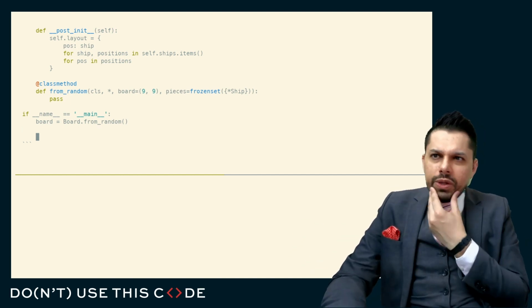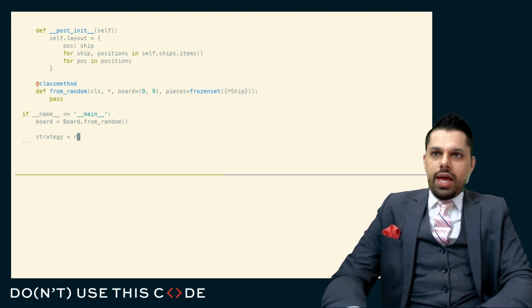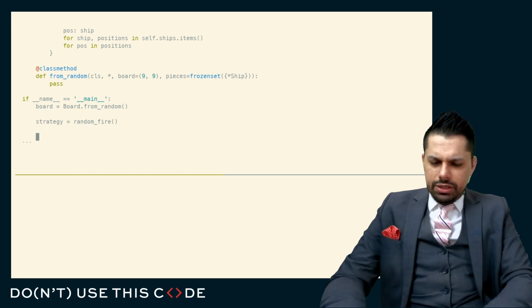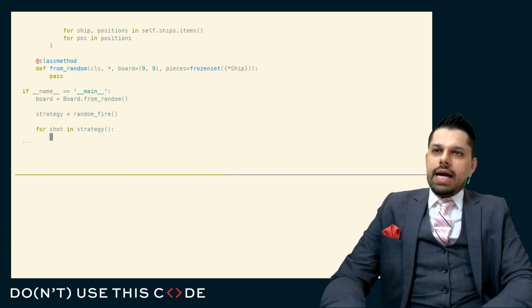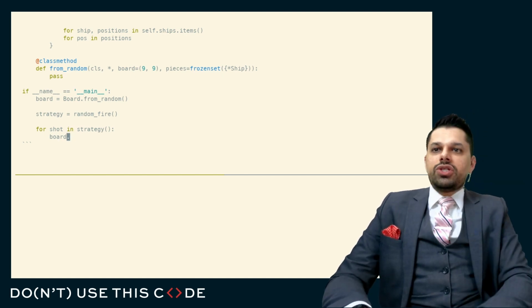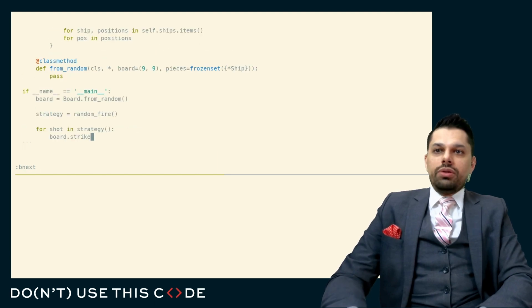And so probably what I want to have here is I want to have some code that looks like this. I'm going to create a random fire strategy, and I'm going to say for each shot in the random fire strategy, I can have the shot land on the board, or I can have the shot, I think we had a nice term for it before, we can have it strike the board.